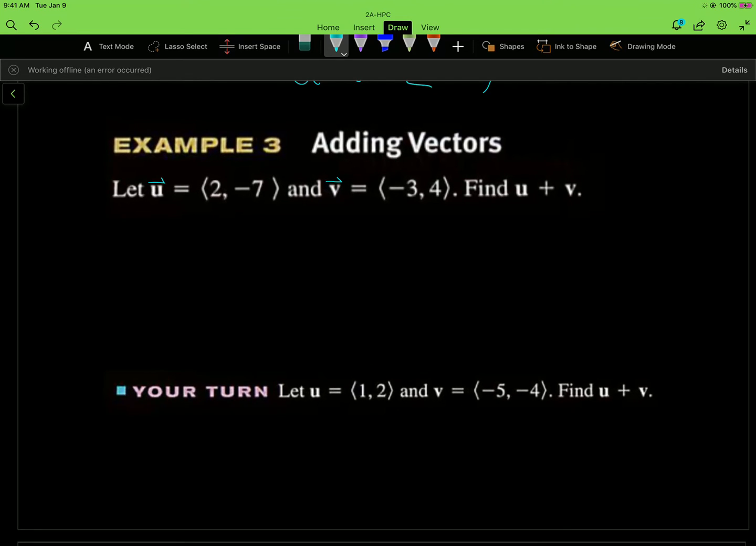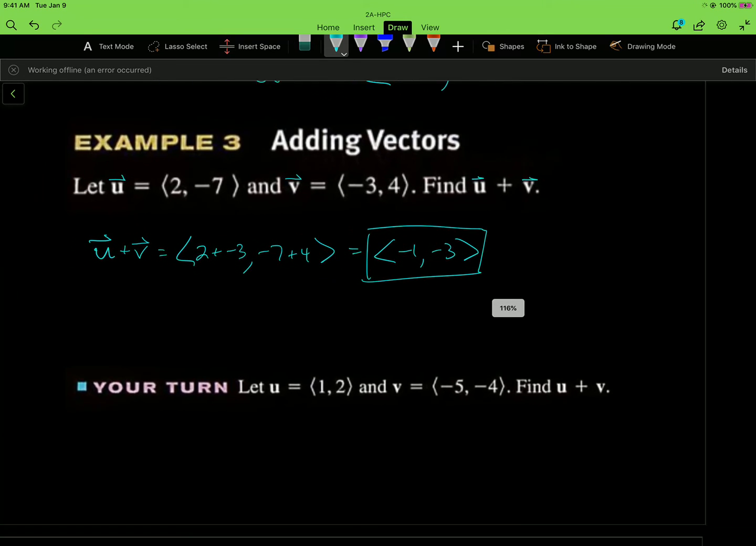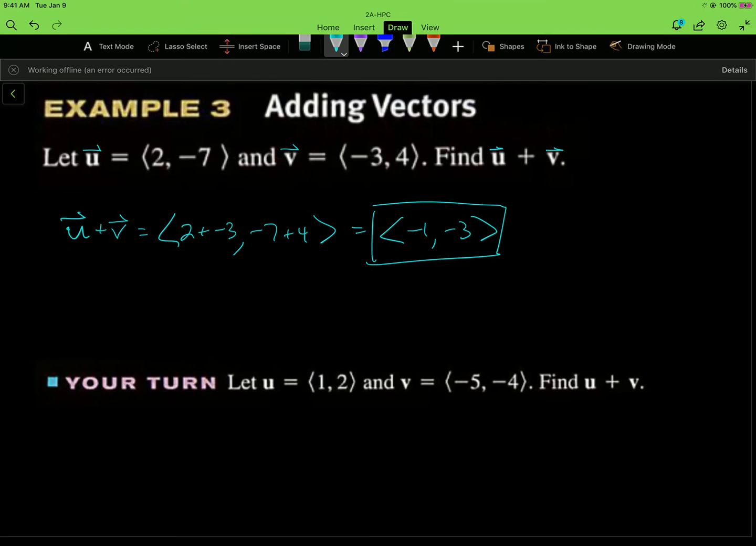We add their components. So vector u plus vector v equals 2 plus negative 3 for the first set of components, and then negative 7 plus 4. So it's going to be equal to (-1, -3). That is our answer. Let's look at how we'd add these geometrically. I think it's good to always make the connection.